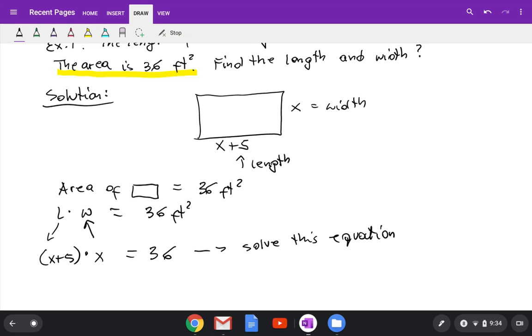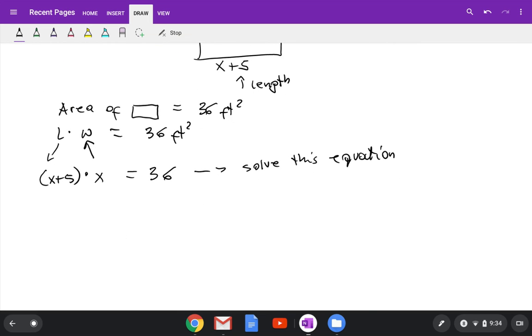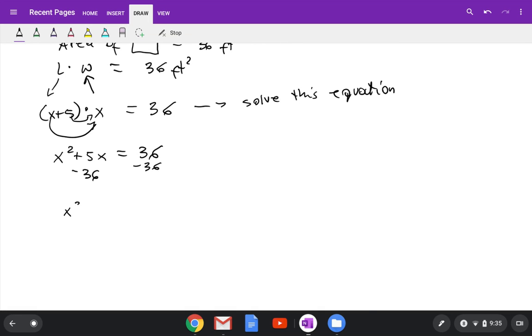So everything you're solving in chapter 14 is quadratic. So what you will need to do, you will need to distribute first. You will need to multiply x by x and 5 by x. So x times x is x squared. 5 times x will give you 5x equal 36. In a quadratic equation, you always want to have a 0 on the right side. So you will need to subtract 36 from both sides. And we're getting x squared plus 5x minus 36 equals 0. So now we're ready to solve it.